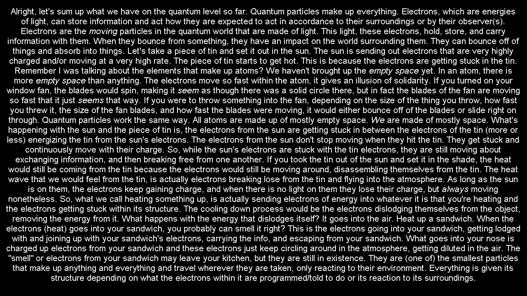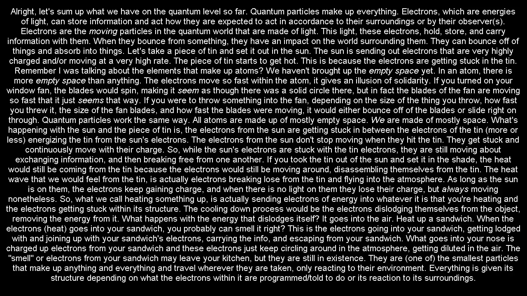Alright, let's sum up what we have on the quantum level so far. Quantum particles make up everything. Electrons, which are energies of light, can store information and act how they are expected to act in accordance to their surroundings or by their observer(s). Electrons are the moving particles in the quantum world that are made of light. This light, these electrons, hold, store, and carry information with them. When they bounce from something, they have an impact on the world surrounding them. They can bounce off of things and absorb into things.